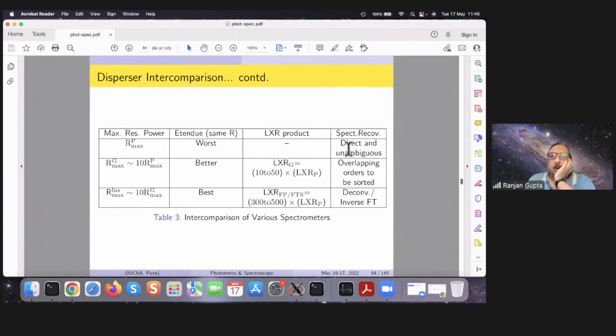Now, how does the spectrum come out? It is direct and there is no ambiguity. There is a single nice spectrum sitting on the CCD or screen. Here you will have overlapping orders, so you have to sort them out. And the last one is even more, because now the complexity is increasing. We are asking for more and more higher resolution results. So here you don't even see the spectrum. You have to actually do a deconvolution, which was a challenge 30, 40 years back when the computers were slow. But fast Fourier transform and other things have improved that, and this is no more a difficulty.